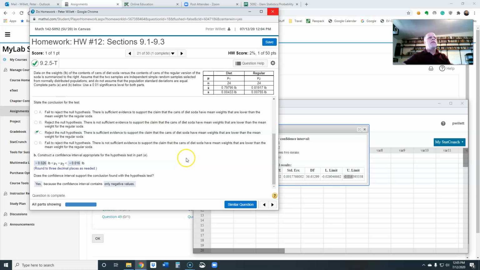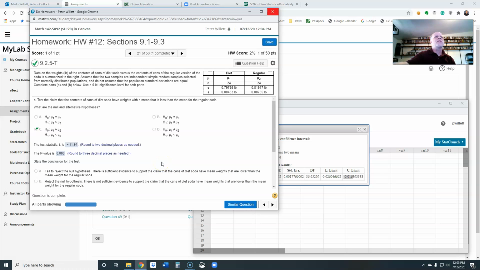All right, so anyway, this was an example with lots of parts and good use of StatCrunch of a hypothesis problem for a difference of means from Chapter 9. I hope this helps. Keep up the hard work.